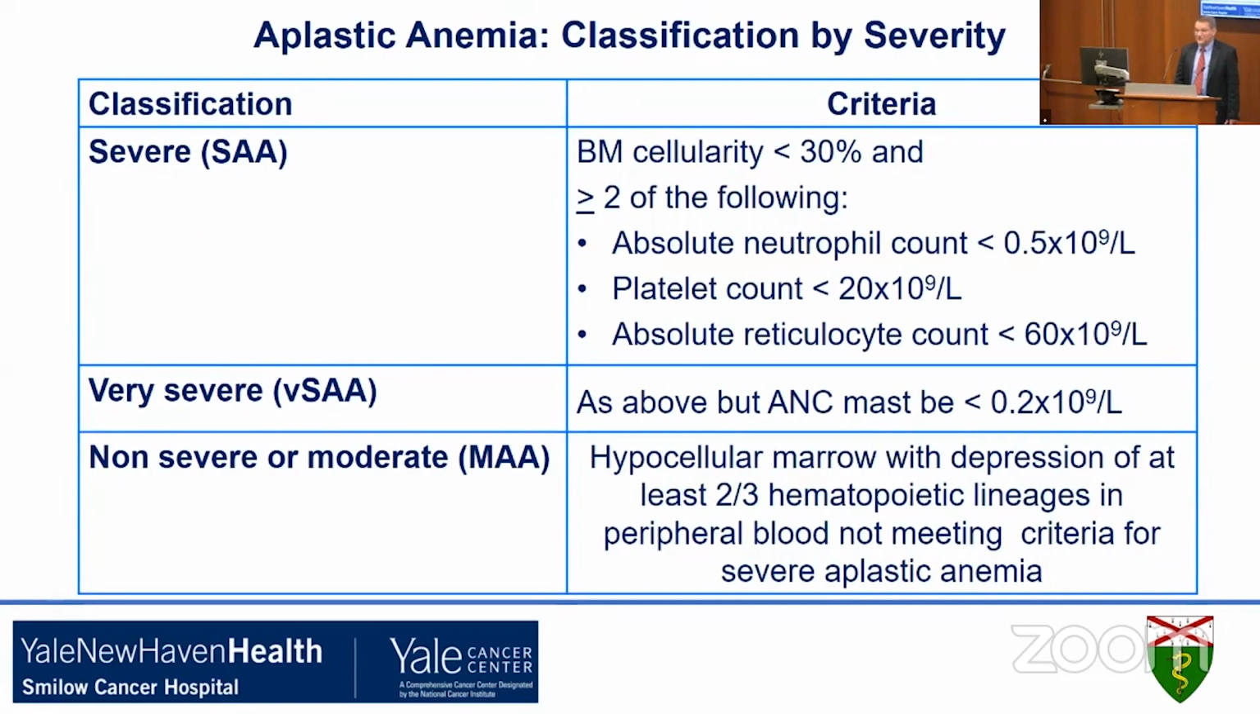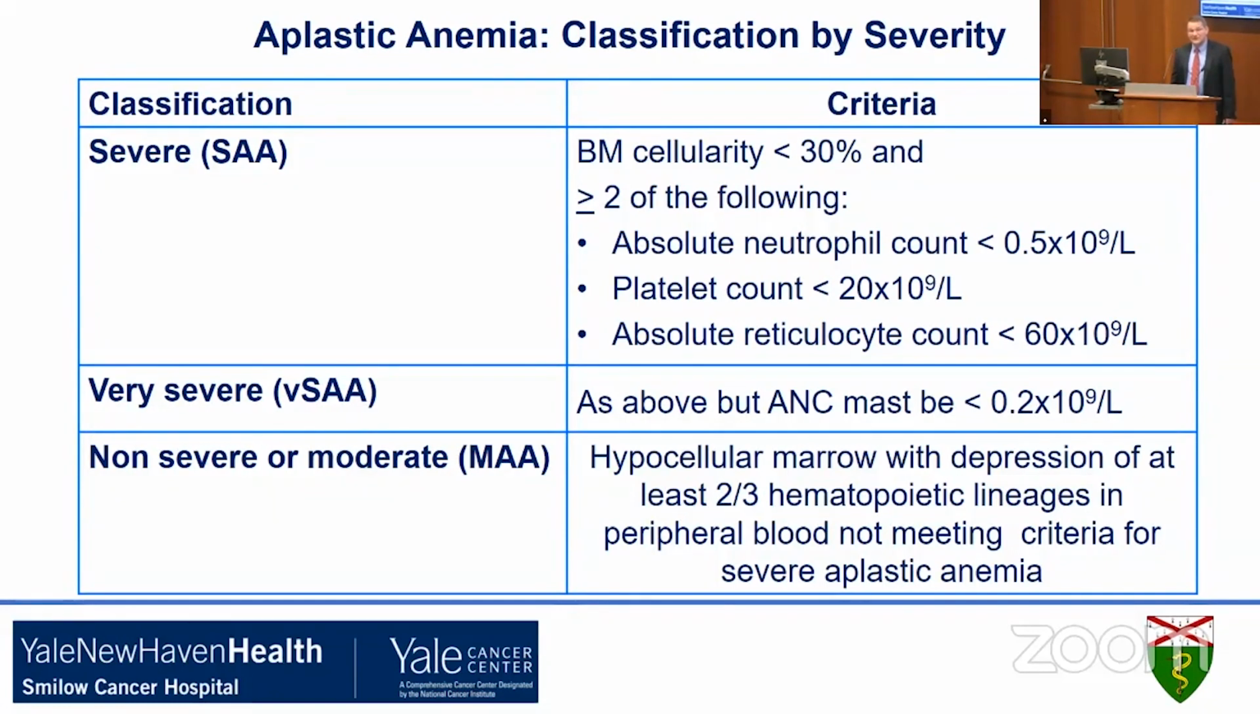So why did I call her very severe? This is the classification of aplastic anemia, and severity is based on white cell count. By definition, you have to have low cellularity in the bone marrow, in general described as less than 30%, and then two of the following findings: absolute neutrophil count less than 500, platelet count less than 20, absolute reticulocyte count less than 60. She actually has all three, and her bone marrow cellularity is less than 5%. So she does fulfill diagnostic criteria for severe aplastic anemia. But in fact, because her ANC is about 100, she fulfills the diagnostic criteria for very severe disease.